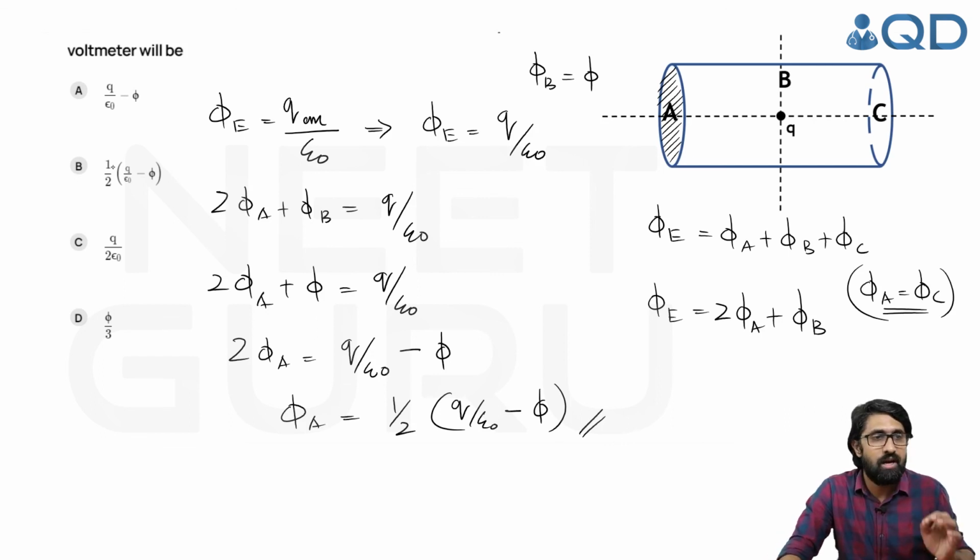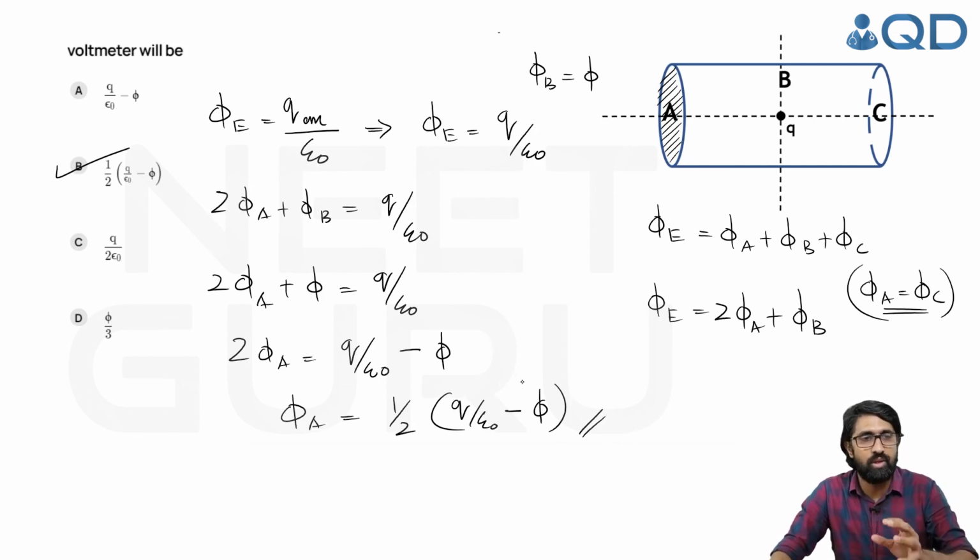Let's look at the options. Option B matches with our solution. Phi A is equal to half Q by epsilon naught minus phi. So that is how we solve it.